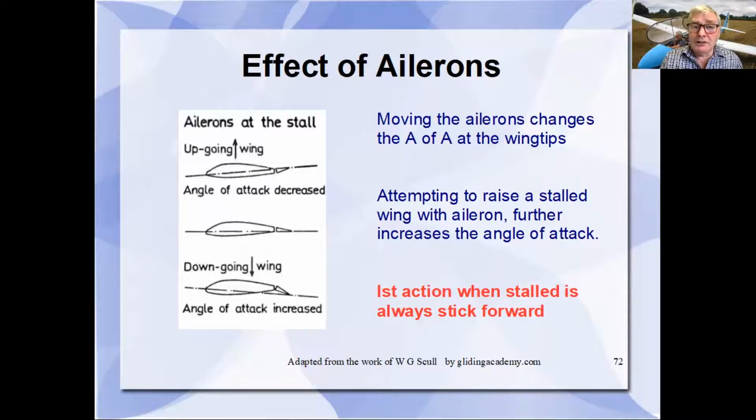And then the pilot, just to make matters worse, puts the aileron down to try and raise the wing back up again. So the first action always in a stall situation, wing going down or not going down, is always to move the stick forwards first. Unstall the whole aircraft, and then once you've got normal flying speed, you can roll the wings level.